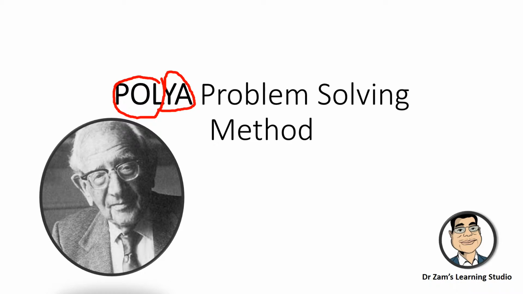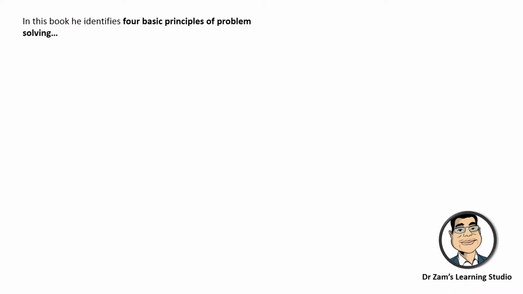He was the one who came up with the strategies, or rather the way of how we can help to solve problems. He is actually a mathematician professor from Hungary, and he wrote this very, very famous book, How to Solve It. So in this book, essentially what he did was he was teaching teachers how to teach students to solve mathematical problems, right? And in that book, he actually covered 4 basic principles of problem solving.